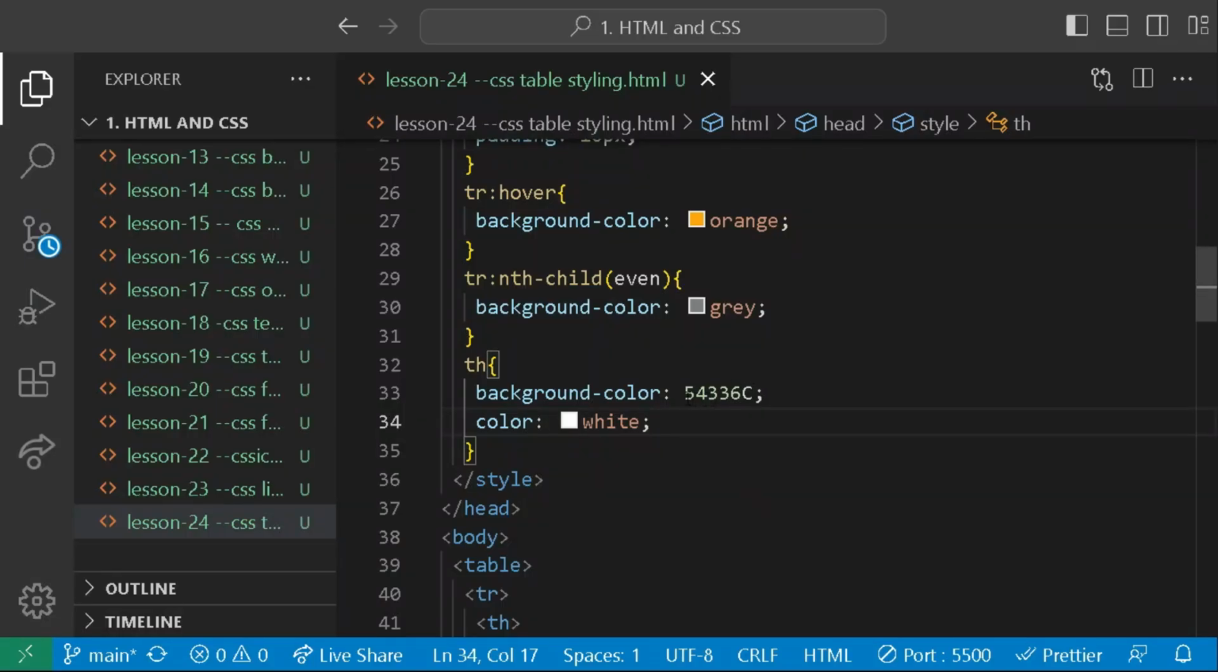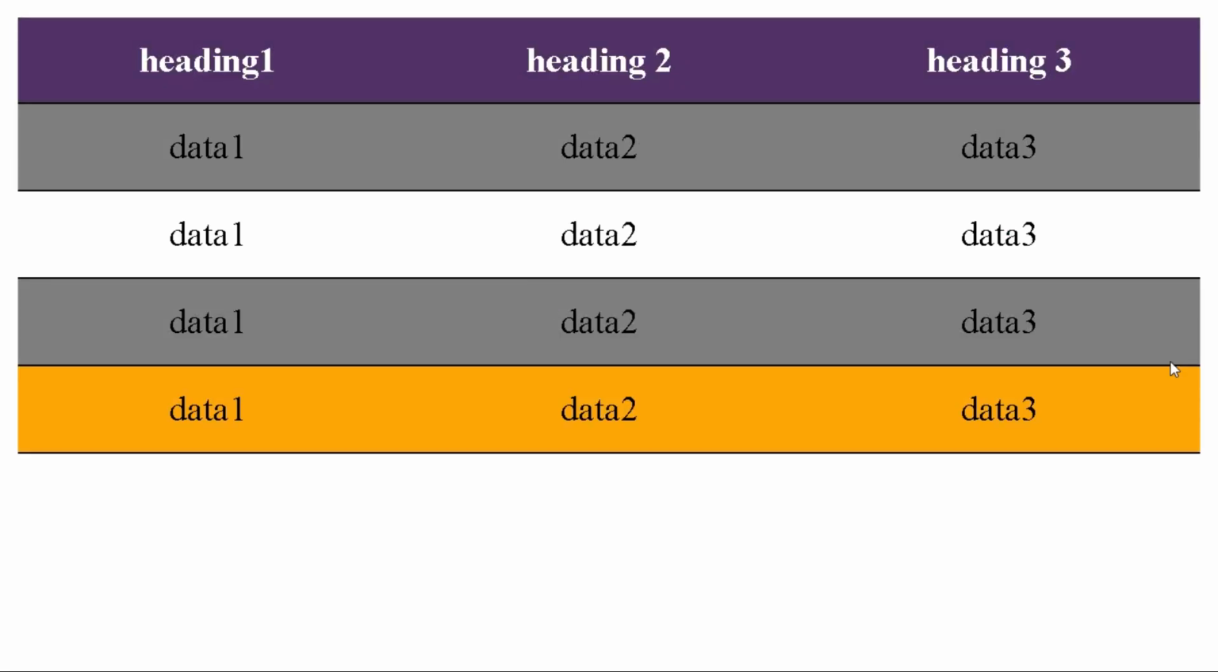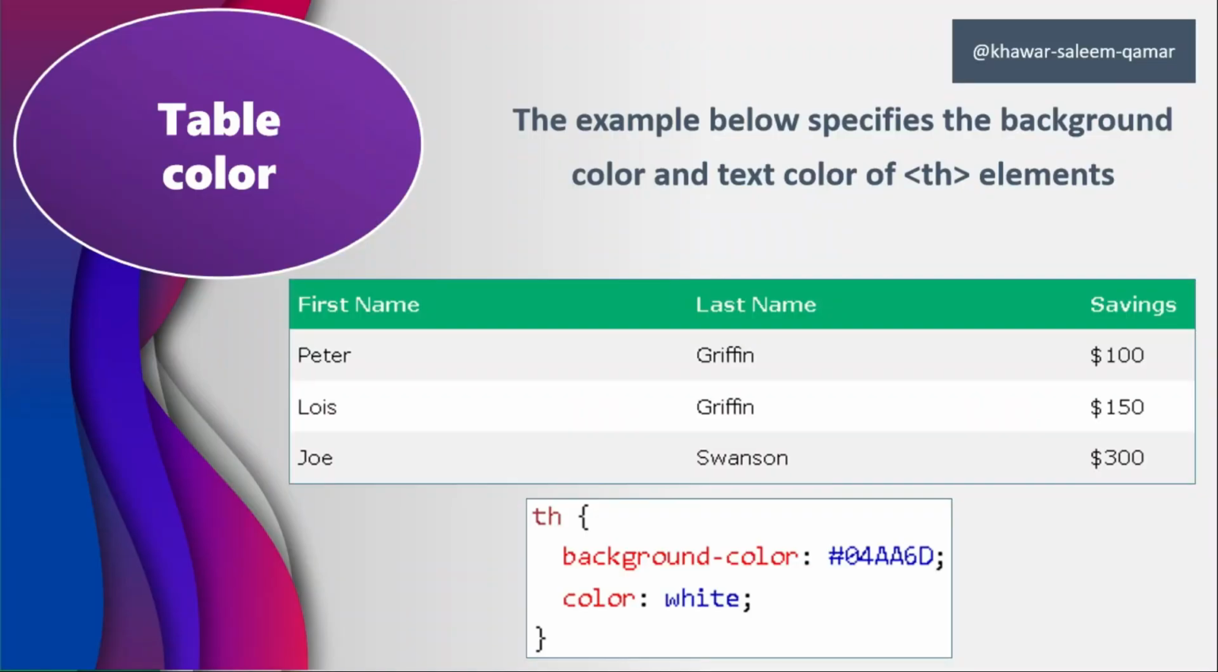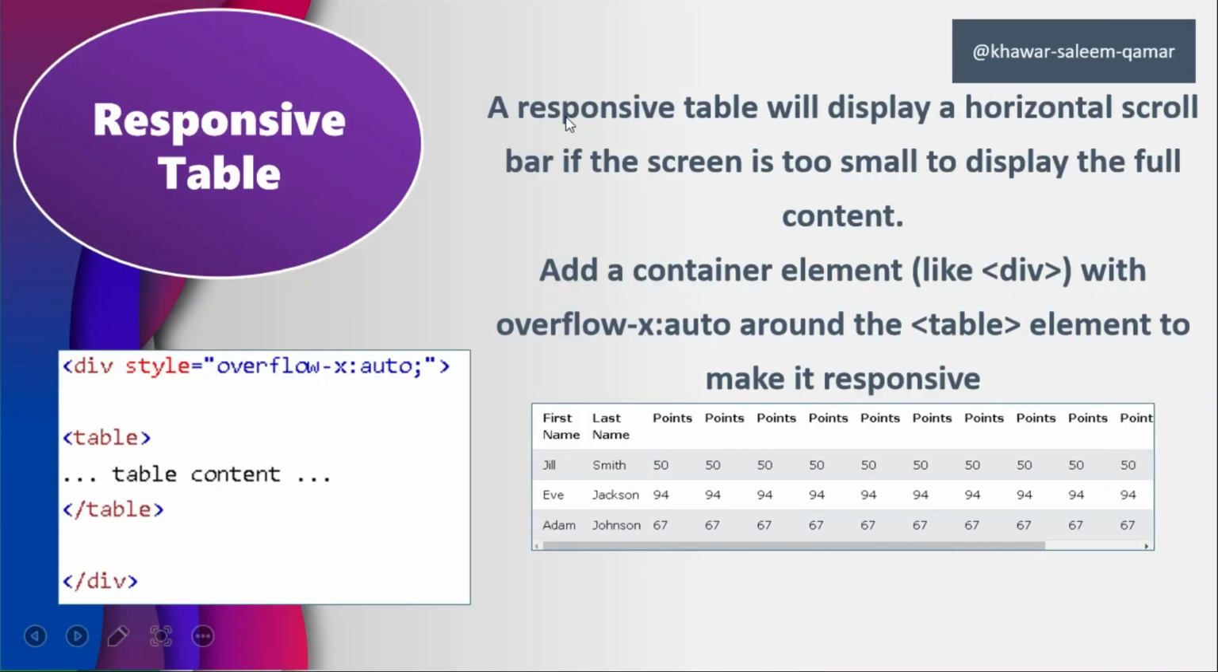Oh sorry, I didn't put the hash here. This is the code for hex color. So right here, as you can see, our heading has got that symmetry. After this comes the responsive table.